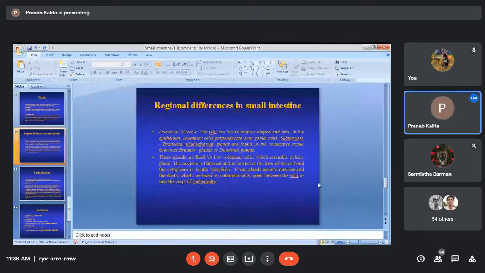Now this is about the regional difference in small intestine. Now how will you identify the different segments of the small intestine: duodenum, jejunum and ileum. Once you go from duodenum, you will find the submucosal Brunner's glands. If you go to the second segment, jejunum and ileum, you will find more lymphatic tissue. These lymphatic accumulations, especially in the ileum, are called the Peyer's patches.